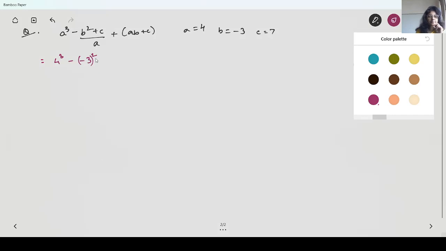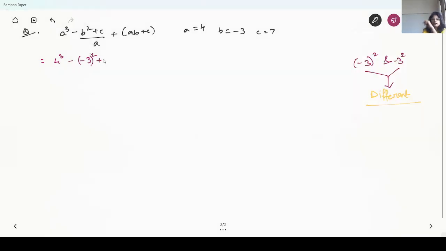Plus c, what is c? c is 7, over a, which is 4. Plus ab, a times b, 4 times negative of 3, plus c, 7. Equals, now 4 cube is what? 64 minus 2. This is 9, plus 7 over 4, plus this becomes negative of 12 plus 7.